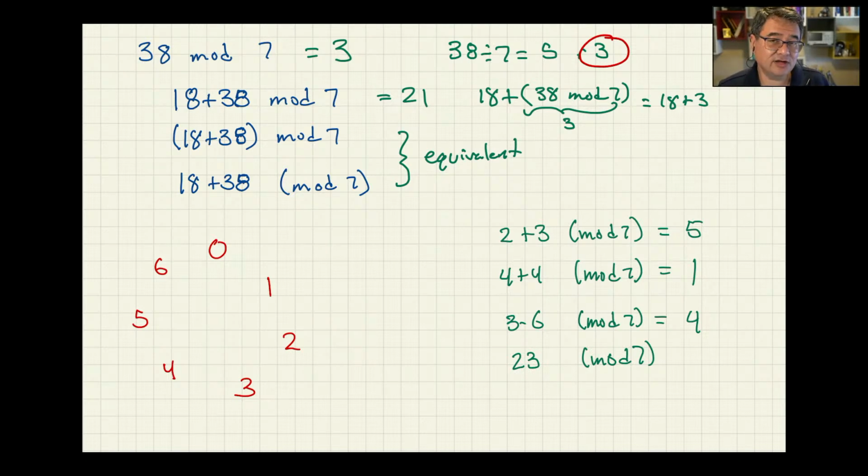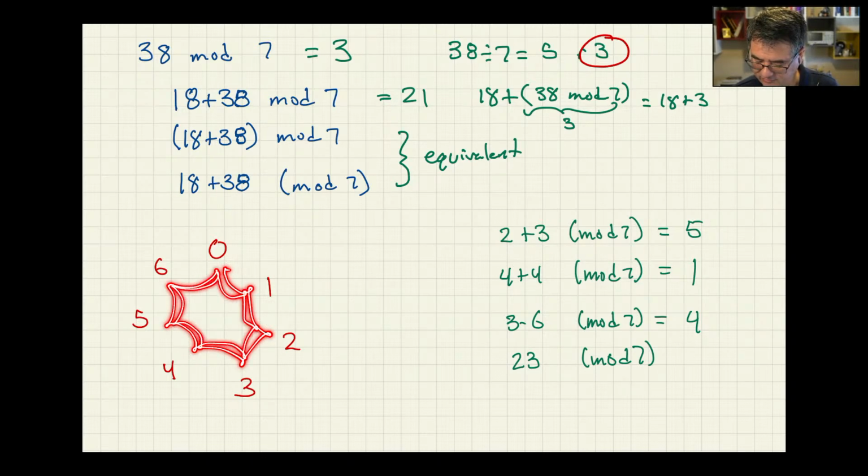For 23 mod 7, we can do this two ways. We can divide by 7 and then find the remainder, which should give us 2. Or we could just start at 0 and then count 23 as we go around the wheel. 1, 2, 3, 4, 5, 6, 7, 8, 9, 10, 11, 12, 13, 14, 15, 16, 17, 18, 19, 20, 21, 22, 23, and we end up at 2.